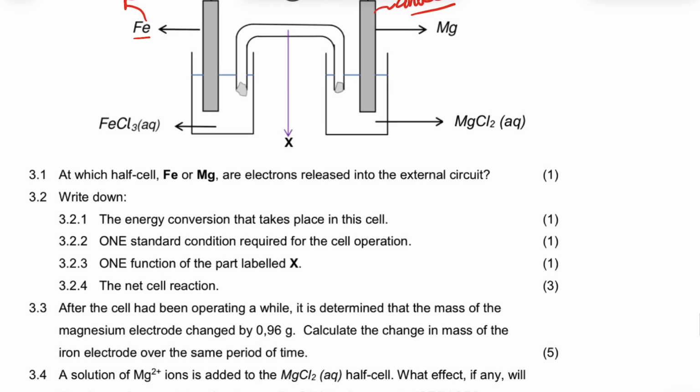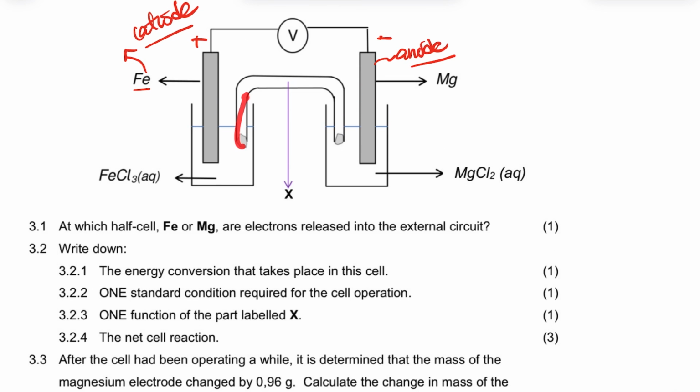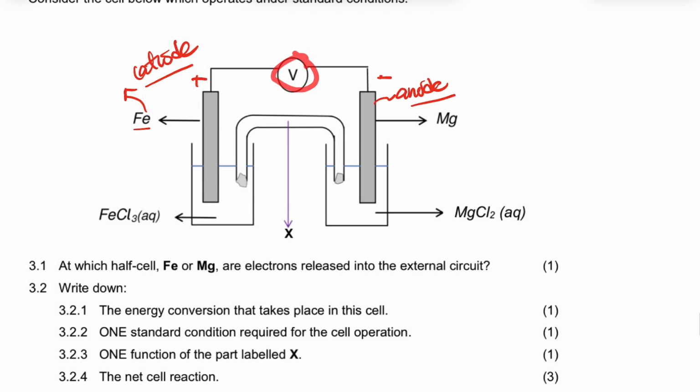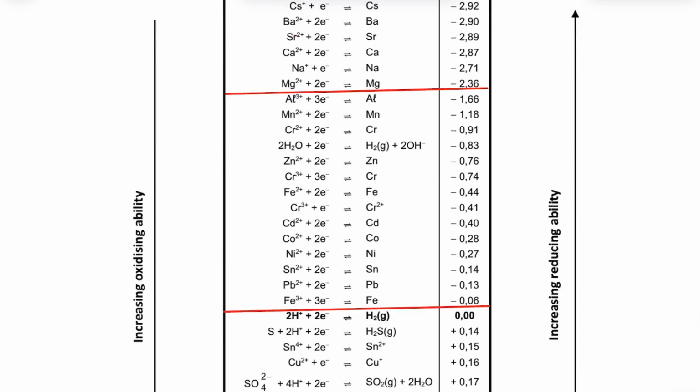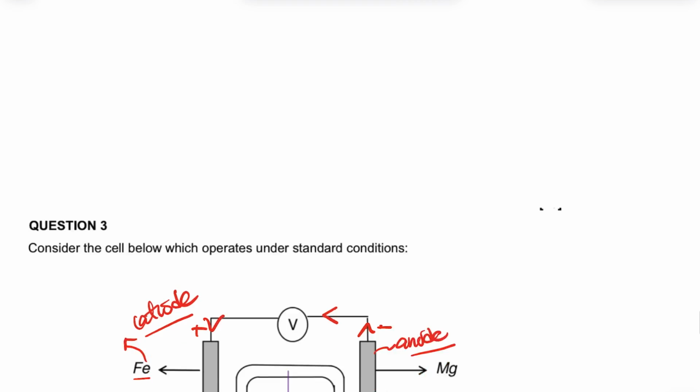Now let's answer the questions, guys. And we're given the salt bridge there, and the salt bridge is X, and they have the voltmeter reading there. Now it says, at which half cell, Fe or Mg, are the electrons released into the external circuit? The electrons are released from an anode, so the electrons move from there to there, from an anode to a cathode, which is Mg. So the answer there is Mg, the magnesium. The table states that the magnesium is at the top there, right?